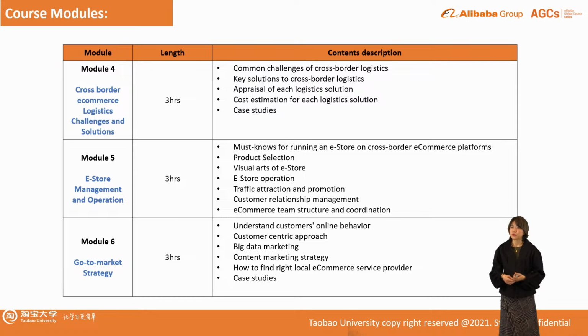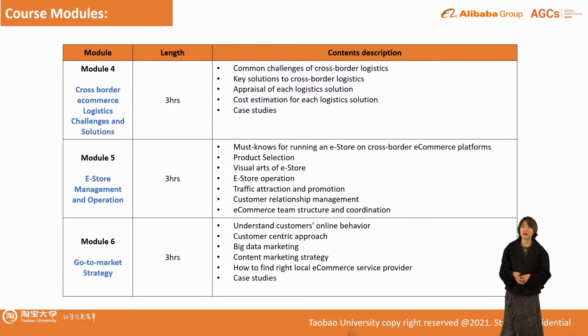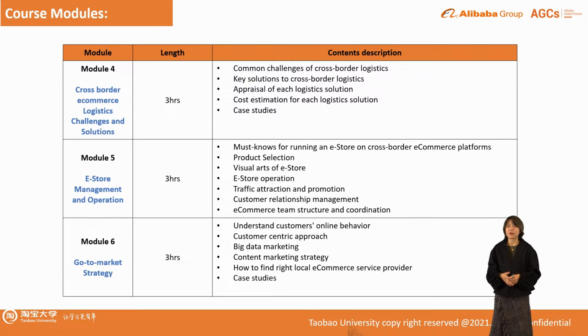And then the last module will be the go-to-market strategy. So we'll be focusing on online marketing. First of all, you need to understand customers' online behavior. Especially Chinese customers are very sophisticated because they are very experienced in online shopping. And a customer-centric approach: how to analyze your customers' behavior and then shape your marketing approach according to that. And big data, yeah.